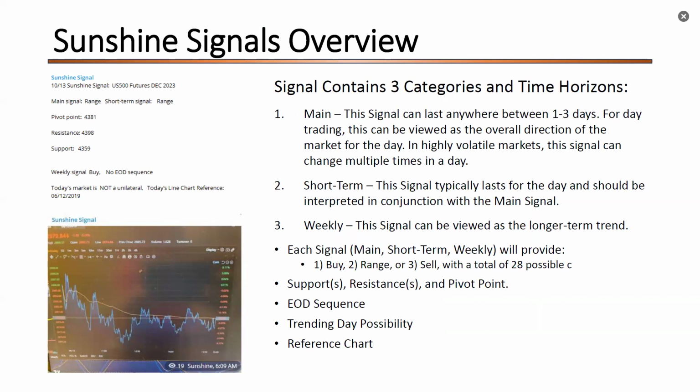As a brief review, you may recall that Sunshine Signals provides 3 signals daily: the main signal, the short-term signal, and the weekly signal. Each signal will show a buy, range, or a sell. In addition, every morning before the market opens, Sunshine Signals will provide supports, resistances, and a pivot point, which will act as the bull-bear line for the day.